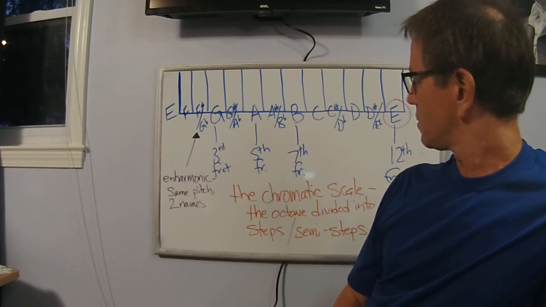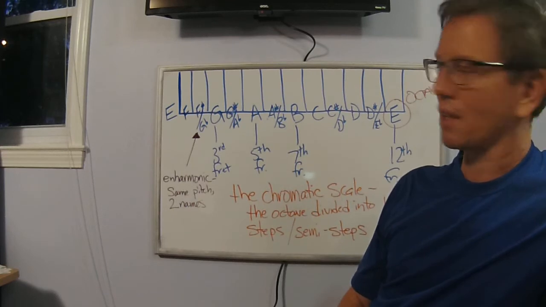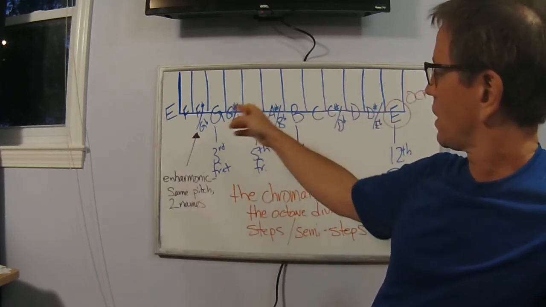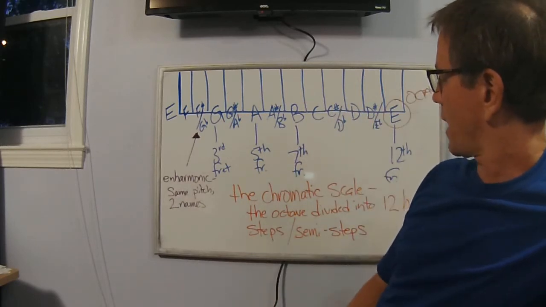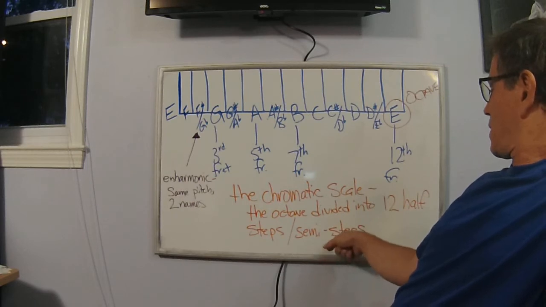Otherwise, don't think about this too much. Don't get bogged down by it, but just try to have an understanding of it. What an octave is, the equal division in 12 half steps. It's also called semi-steps, and enharmonic.